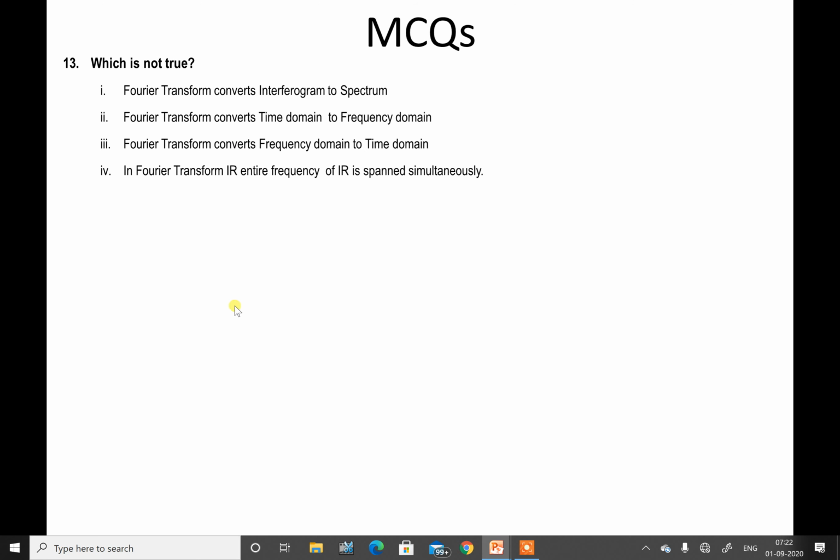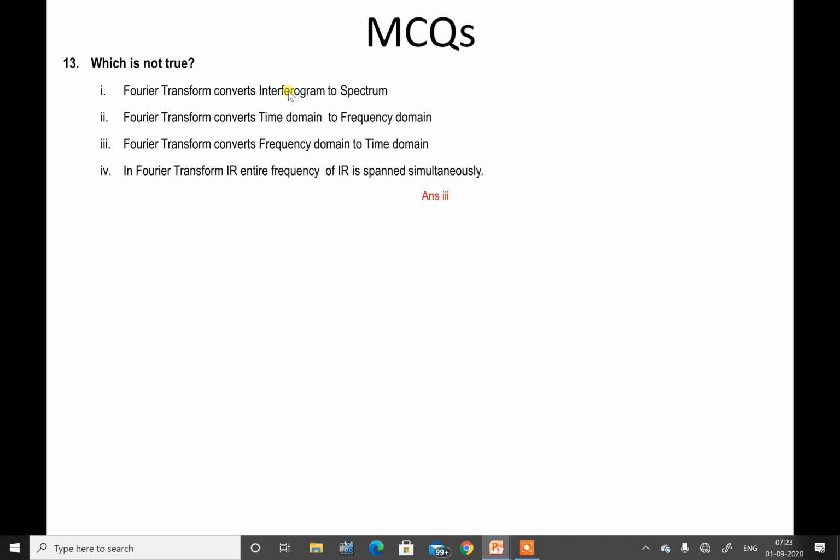Which is not true? Fourier transform converts interferogram to spectrum. Fourier transform converts time domain to frequency domain. Fourier transform converts frequency domain to time domain. Fourier transform IR: entire frequency of IR spanned simultaneously. So the answer is 3, of course, because this is not there.